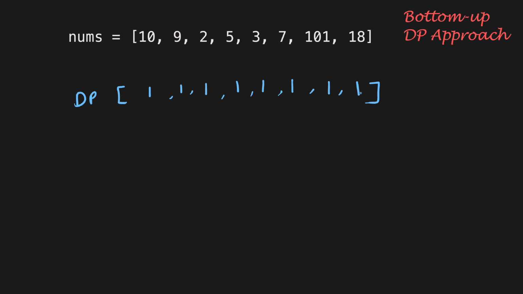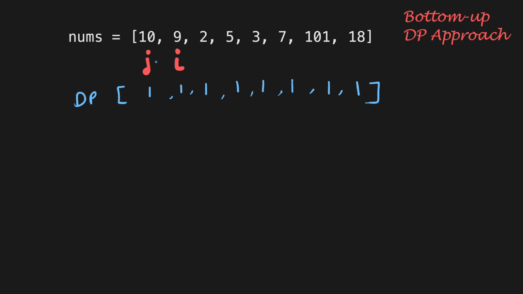Now, similar to the top-down DP approach where we use previous and current indices, here we can use two iterators, i and j, where i points to the current element being considered and j checks all the previous elements before the current element at i. For example, we initially set i at index 1 and j at index 0 to begin checking all possible LIS that can end at index i with a length of 2 or more.